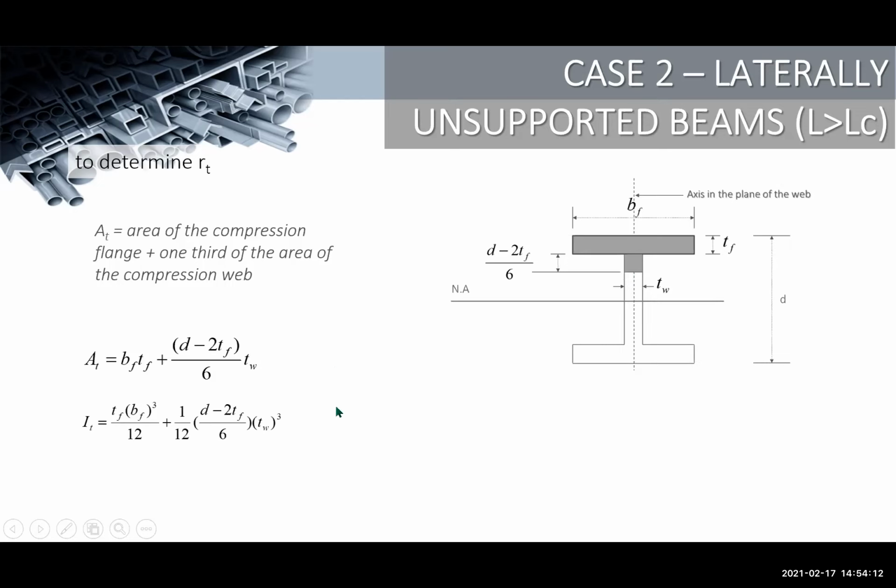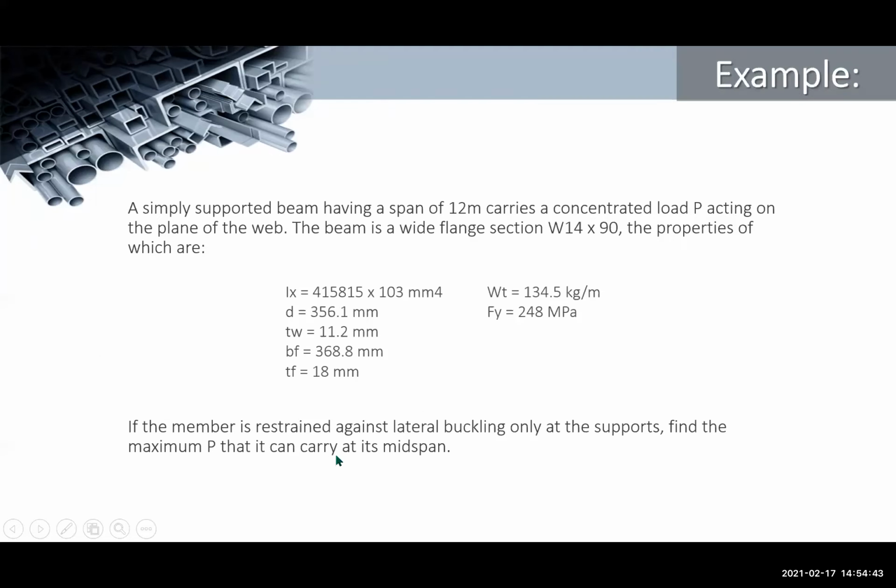So if you'll notice, baka medyo dagdag do sa equation na i-memorize. So I highly suggest, i-drawing nyo na lang yung I-beam or yung W section. Tapos, i-highlight nyo yung compression flange plus 1/3. Tapos, dito na lang kayo mag-compute ng area tsaka moment of inertia. So, yun. Then this is for your RT. So, kompleto na may CB, may RT. Yeah. RT is equal to square root of IT over AT.